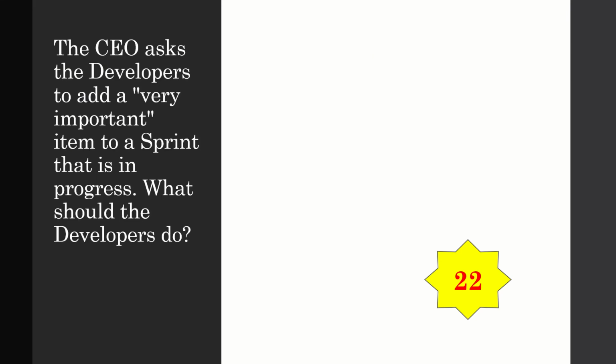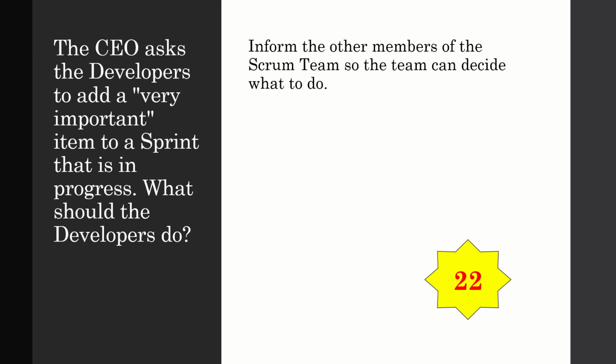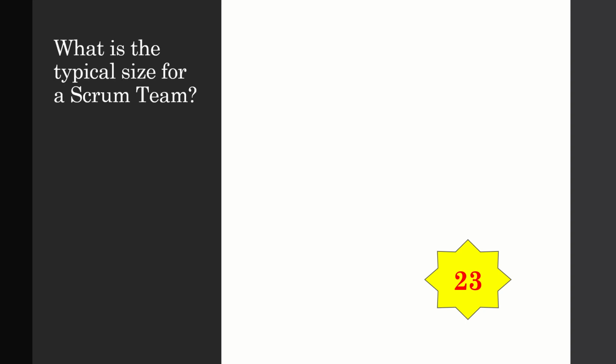The CEO asks the developers to add a very important item to a sprint that is in progress. What should the developer do? Inform the other members in the Scrum team so the team can decide what to do. What is the typical size for Scrum team? 10 or fewer.